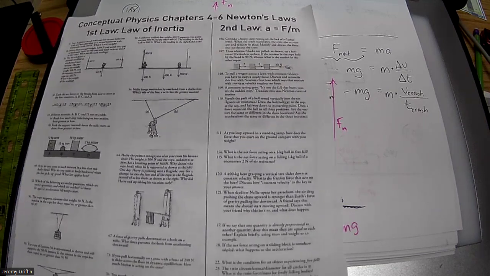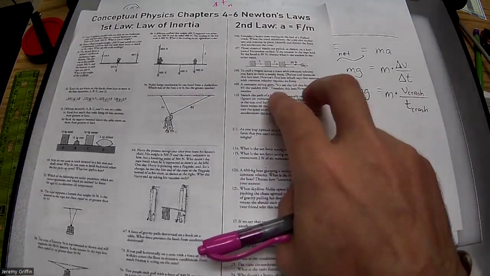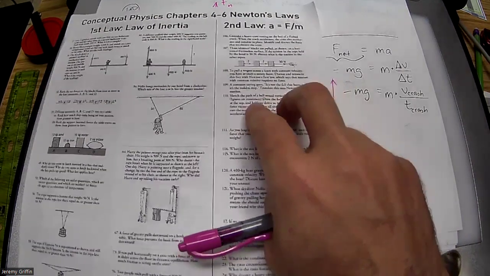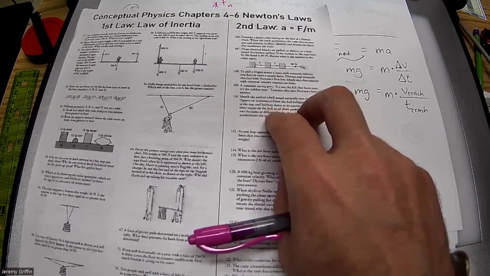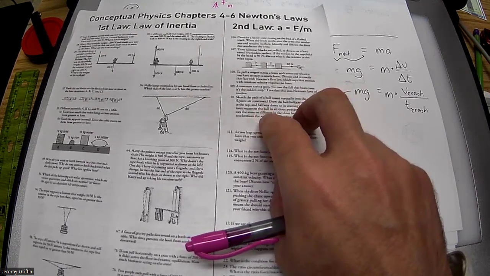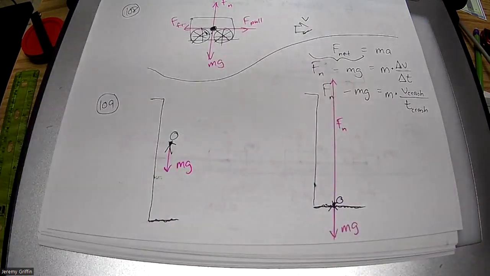Right, number 110. Sketch the path of a ball tossed vertically into the air, ignore air resistance. We'll do halfway to the top, at the top, halfway down. Draw a force vector in all three positions. All right, let's go do that. We'll just draw three free body diagrams for 110. That's all we need for 110.